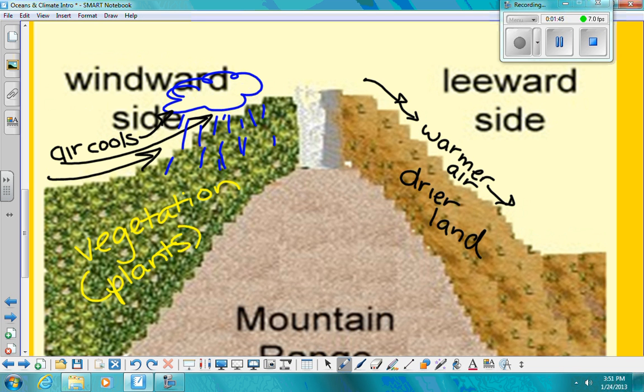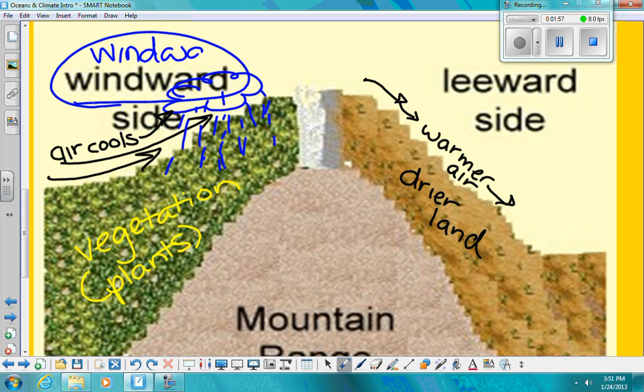Because we get more rain on this side, we have more vegetation on the windward side. Windward. On the leeward side, we don't get as much rain, so we tend to have less vegetation and drier land.